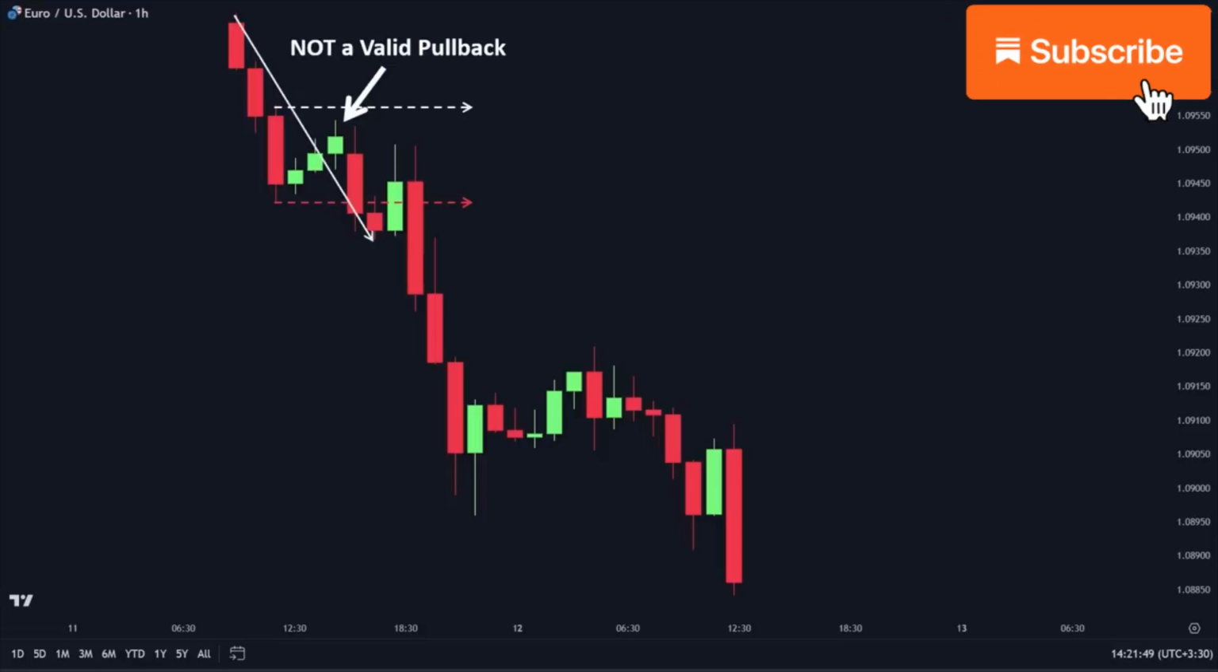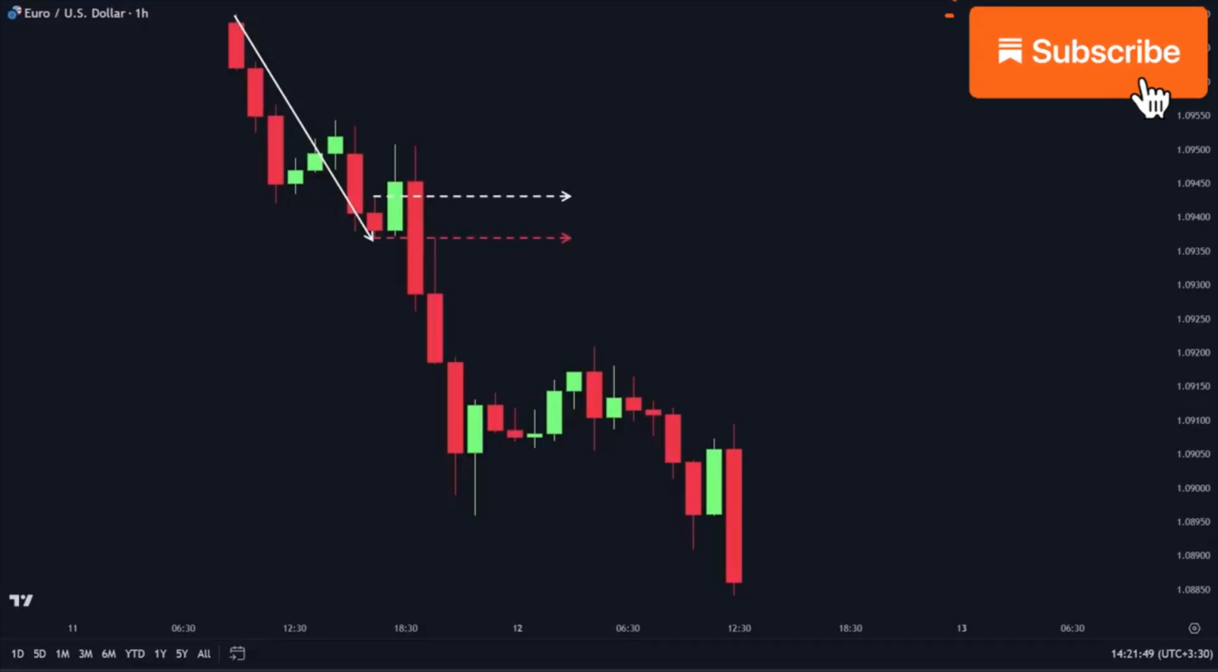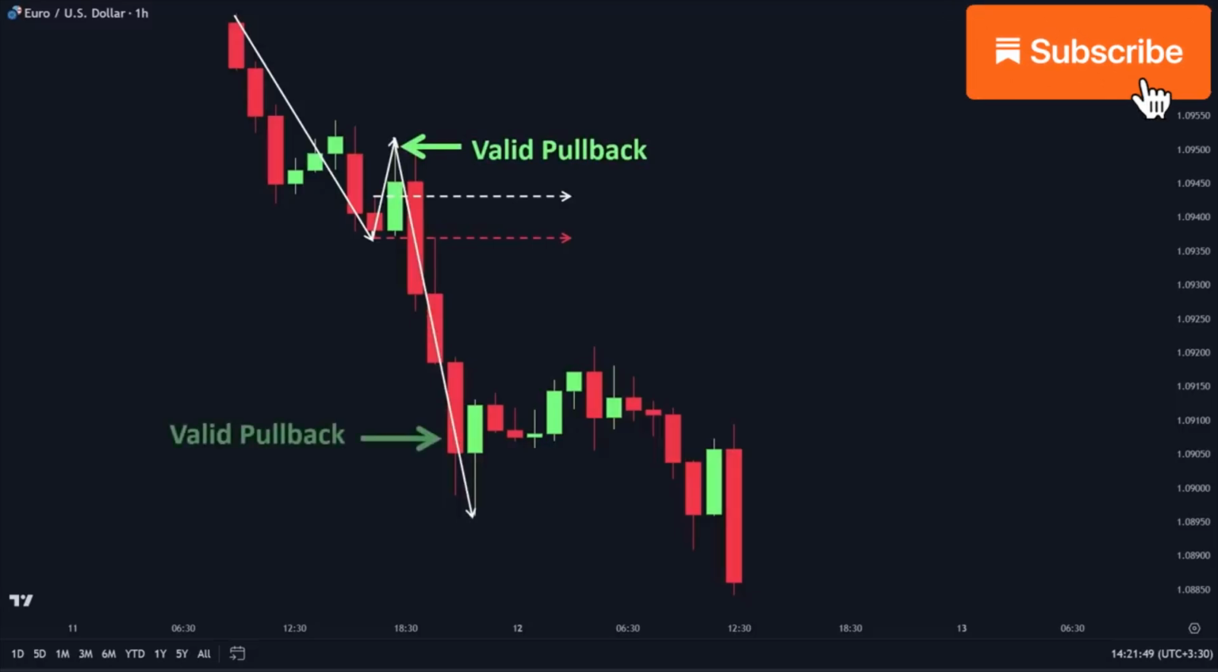To confirm a valid pullback, the price must break or sweep the liquidity above the latest candle created just before the temporary pause. In the following, we can see that price has broken the high of this candle and then continued in its primary direction. So we have a valid pullback here. Similarly, we have another pullback, as price has broken the highest point of this candle, which was the latest high before the temporary pause.